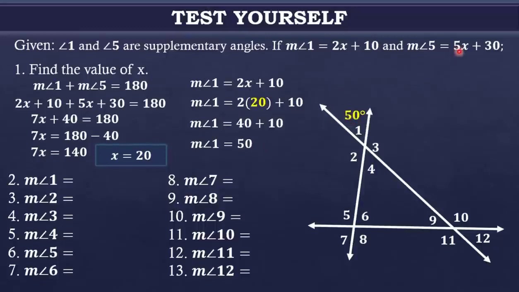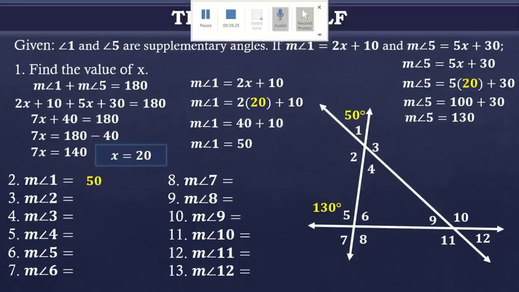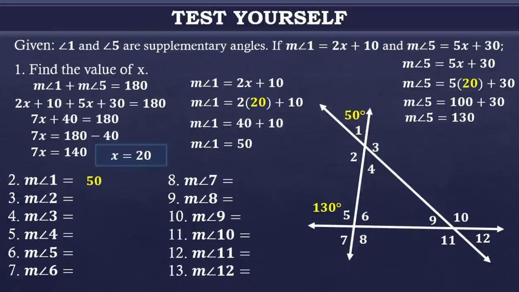And then next, solve natin ito. So, 5x plus 30, your x is 20. So, this is 5 times 20. This is 100. So, 100 plus 30, this is 130 degrees. So, therefore, your angle 5 is equal to 130 degrees. So, meron ka nang sagot dito sa angle 1, which is 50 degrees. And the measure of angle 5 is 130. Okay, so meron ka na kagad sagot dun sa dalawang angles mo.